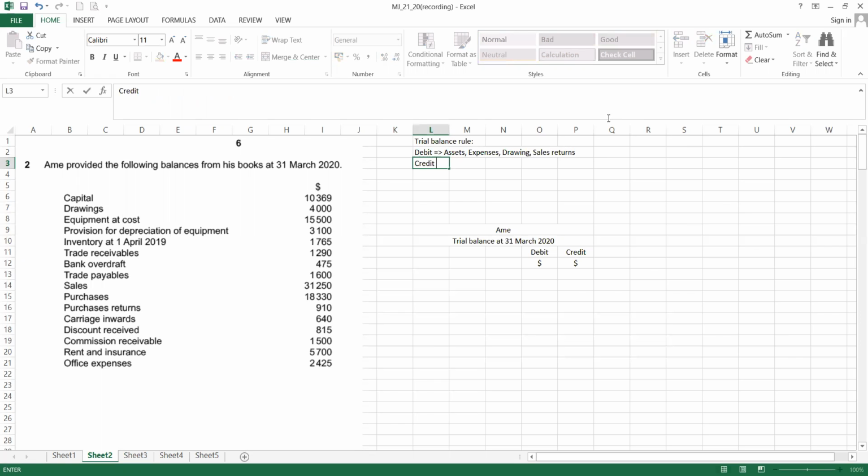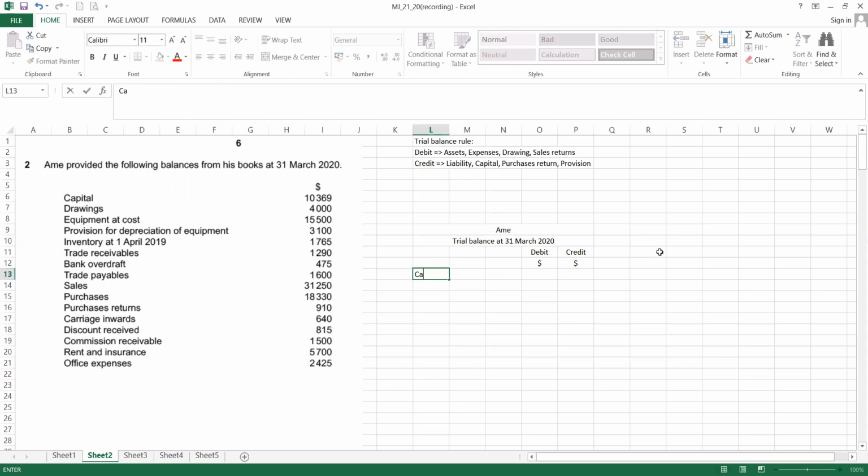In the credit, you have liability, capital, and what else? Purchases return, and then provision account. So this is the general idea about the trial balance rule. So now based on this information, we have to know that all these accounts belong to which section.